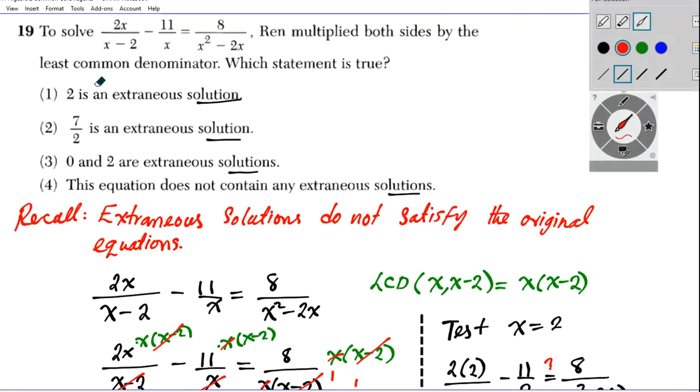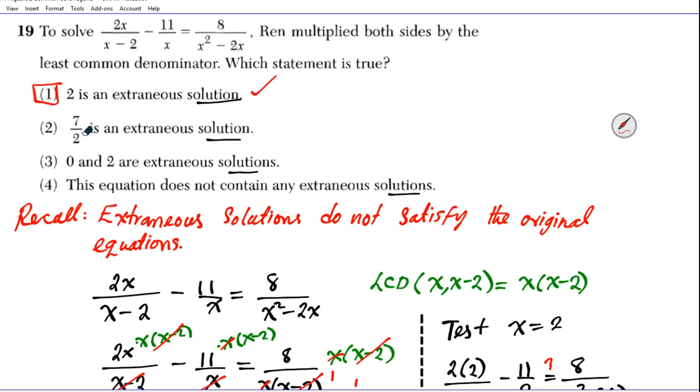Okay, so 2 is an extraneous solution. Well, that's a true statement. Bam, there goes the answer. Okay, 7 over 2 is an extraneous solution. If these two are included together, then we have to do the test. Alright, so we already have a true statement, so option 1 is correct.